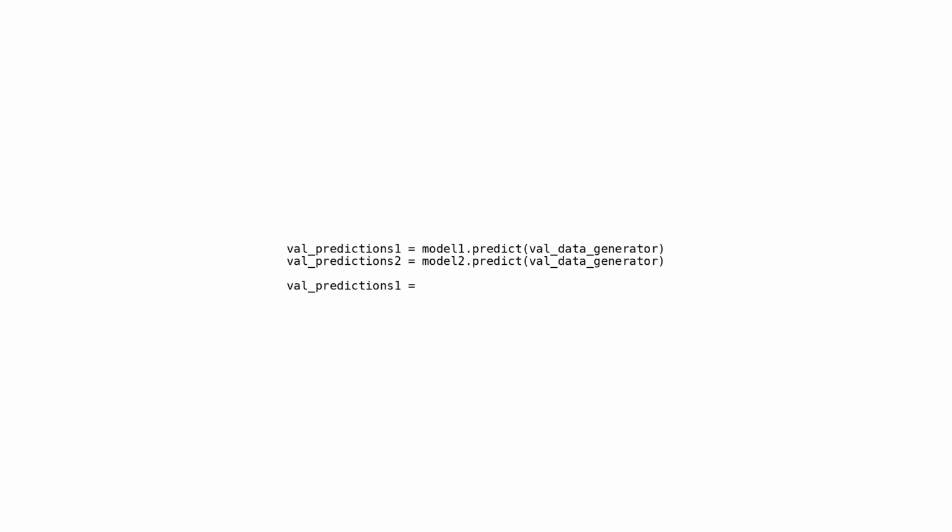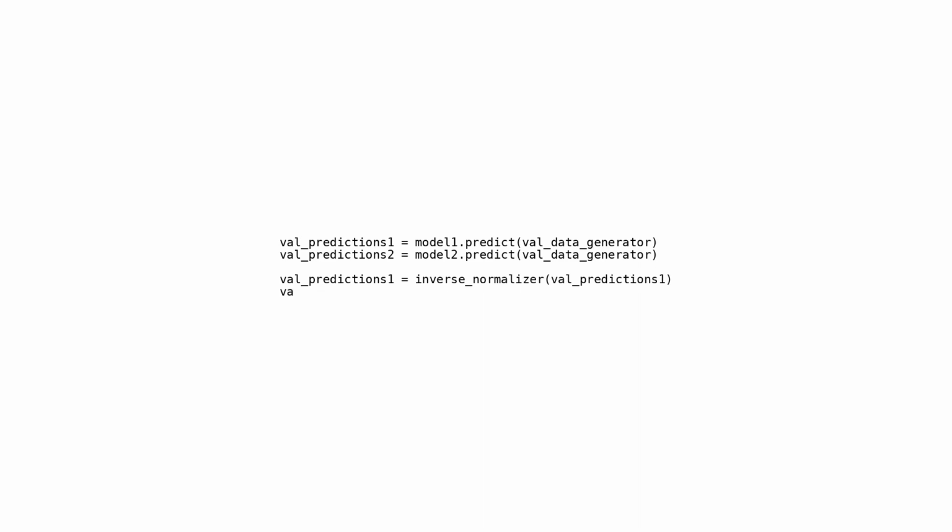This snippet is a part of a machine learning model evaluation process. It involves two models, Model 1 and Model 2, that predict outputs based on val_data_generator input. The predicted values from the models are then passed through an inverse_normalizer function to reverse the normalization applied to the training data. This function restores the predicted values to their original scale or distribution, aiding in interpretation and analysis. The goal is to have the predicted values in their original form for better understanding and further analysis.